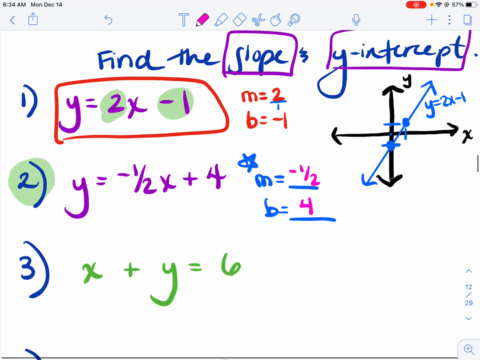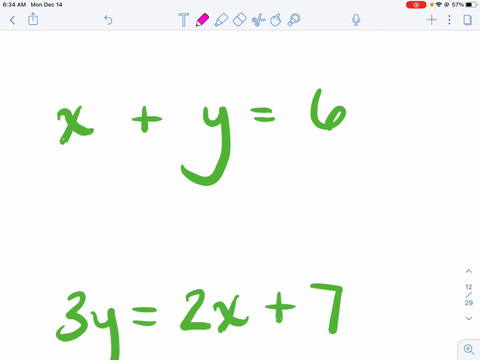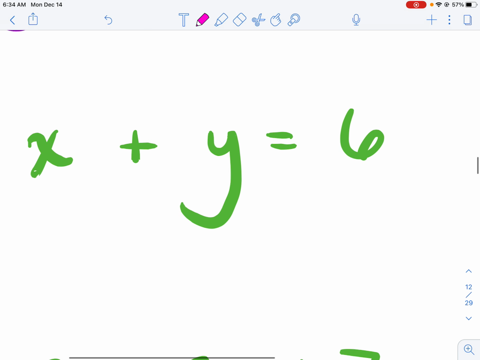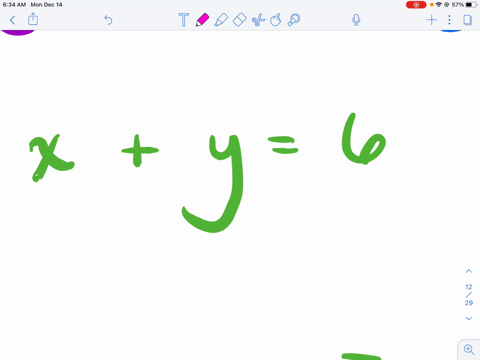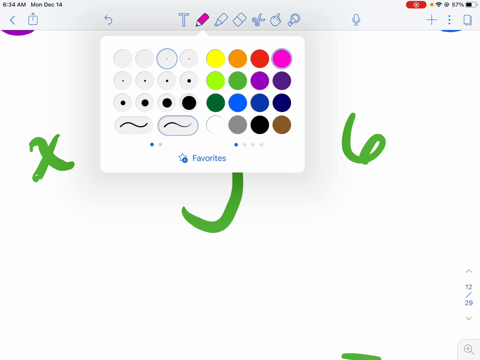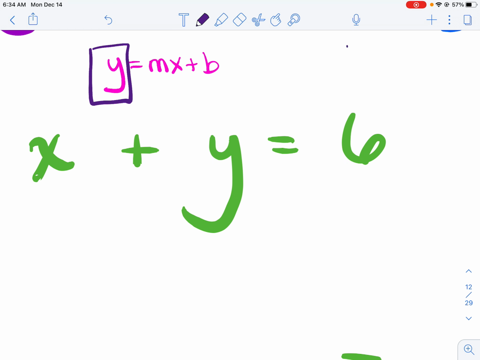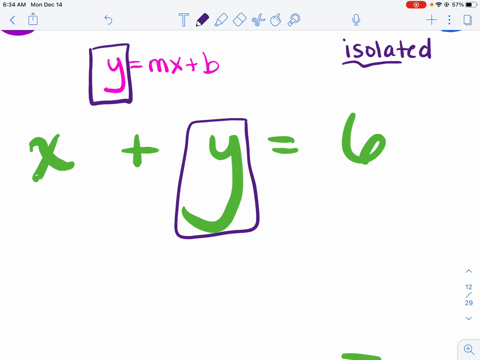All right, now if I look at number 3, this one is a little bit trickier. So let me just sort of zoom in on this guy. x plus y equals 6, same directions that we had before. However, we have a little bit of a problem. We can only find the m and the b when y is isolated or all by itself. I always think of the word isolated as sort of like a penguin sitting on an island by himself, right? He's isolated, he's all by himself. So we need to get this y by itself. So if I look at this y, I really want to get rid of this x over here. So how can I get rid of a positive x?